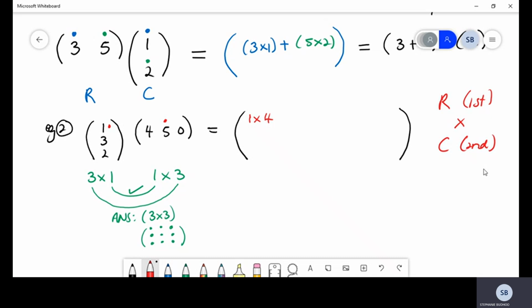So in our first matrix, we have 1 as the only number in our first row, and we have 5 as our only number in our second column. So our second value here would be 1 by 5. Moving ahead, I will erase this.